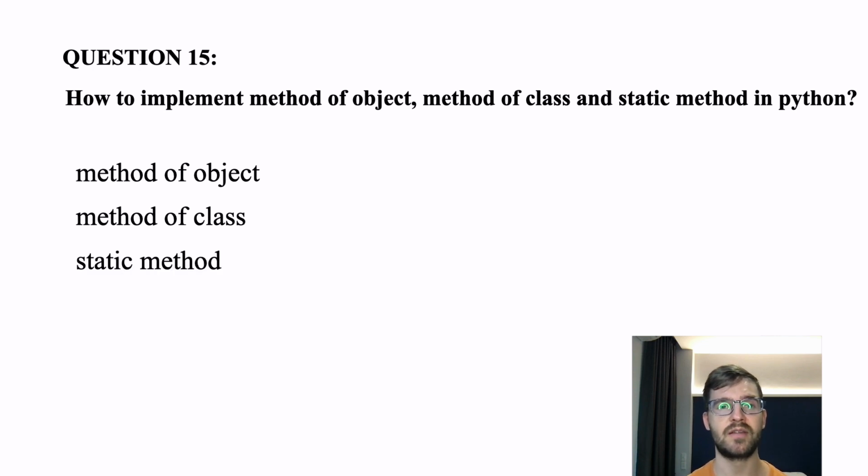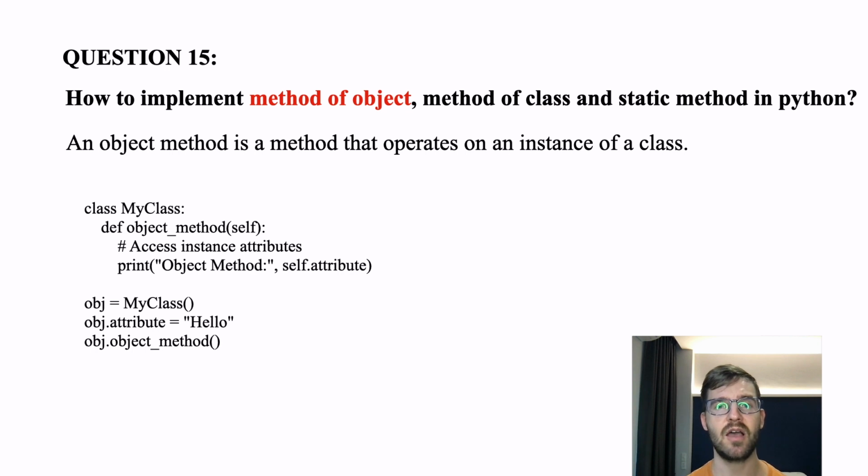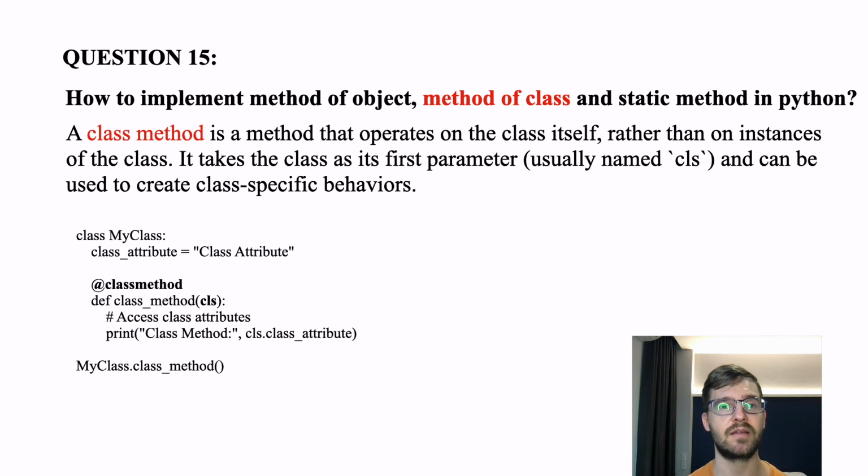First one is the object method. An object method is a method that operates on the instance of the class. You can see the example on your screen. It's simple: you create an object of the class, and then you use a method of this class by the object. Second one, class method. A class method is a method that operates on the class itself, rather than on instances of the class. It takes the class as the first parameter, usually named cls, and can be used to create class-specific behaviors. On your screen, you can see an example.